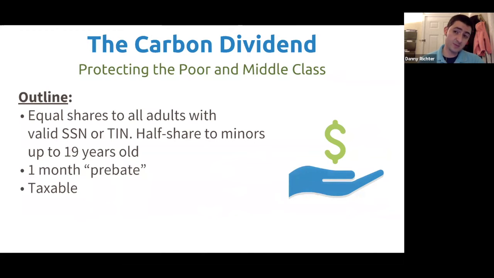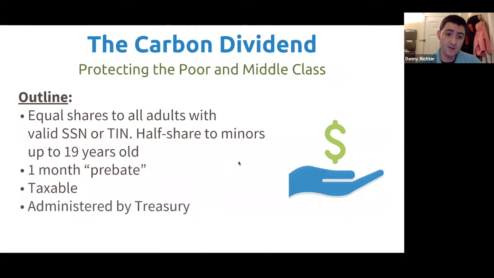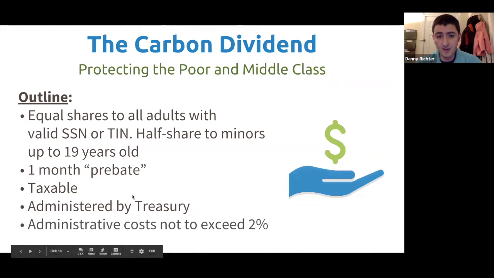The other thing that makes this revenue neutral, according to the CBO, is the fact that it's taxable. Making it taxable also makes it more progressive, meaning that the poor do better because we do have a progressive income tax system. So making it taxable makes it both revenue neutral and more progressive. And this would be administered by the Treasury. And so that's the carbon dividend. Some of the details, some of the impacts. Oh yes, it's statutory. The administrative costs are not to exceed 2%. So that's in the bill, and we feel good that that will be honored.